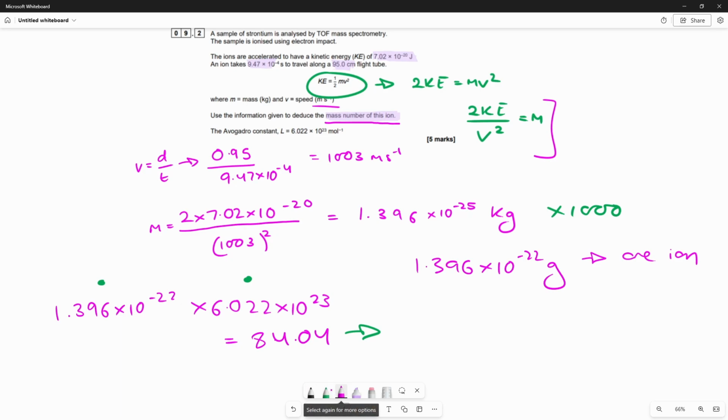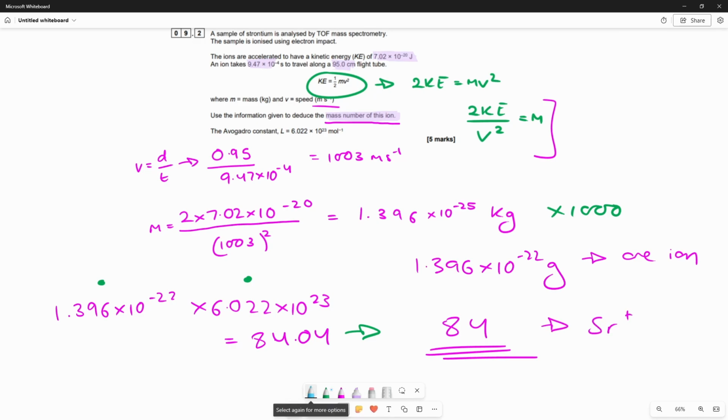But of course we can't have 0.04 in the mass number, because a mass number has to be a whole number, because it's the total number of protons and neutrons within the nucleus of the ion. And we can't have point something of a proton or a neutron. We're going to round it to the nearest whole number, which is 84. So the mass number of this ion, Sr plus, is 84.